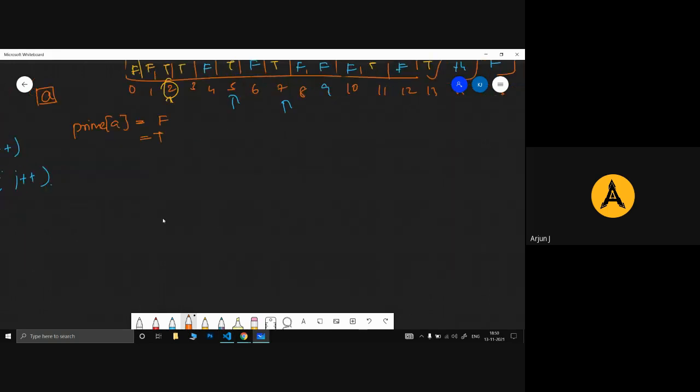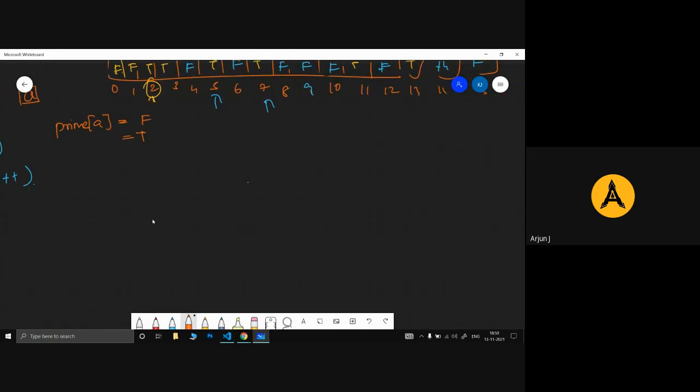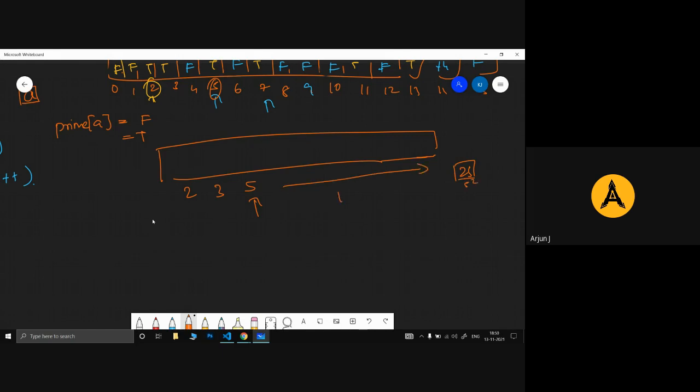This is because if you are at some index 5, I am taking a new array. This is the array you already marked for 2, already marked for 3, and now you are at 5. And you are going to mark all multiples of 5 as false. So why do we need to start only at 25, which is 5 square? What about all the multiples of 5 which are here? We will have 10, we will have 15. So why are those not marked?